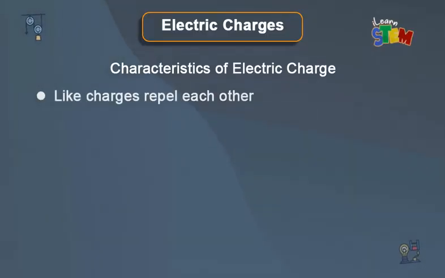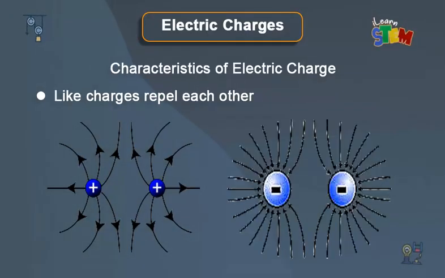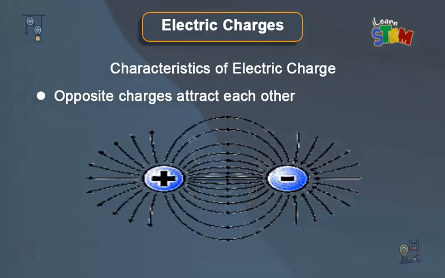Like charges repel each other, just like positive to positive, or negative to negative. Opposite charges attract each other, just like positive to negative. Next, we are going to talk about the different methods of producing or transferring electric charges.